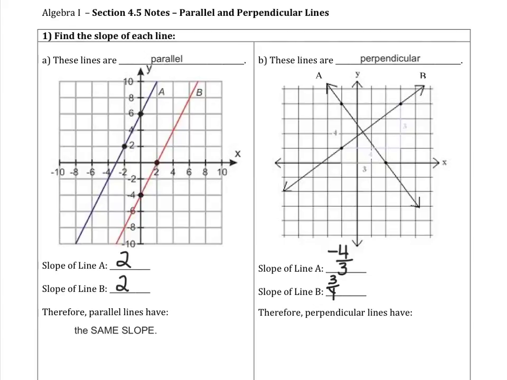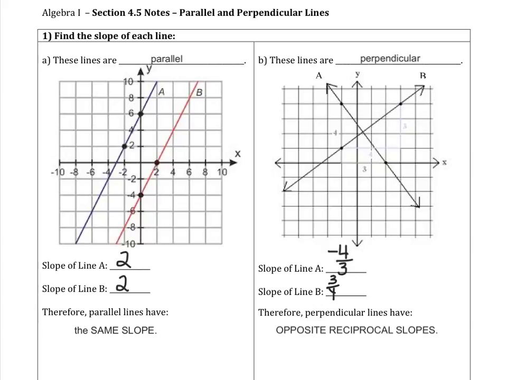Notice, in order for them to be perpendicular, one of them had a negative slope and one of them has a positive slope. So we have a -4/3 and a positive 3 over 4. Also notice I had -4 over 3, and now I have positive 3 over 4. So there's a relationship here. If you have perpendicular lines, they are opposite, meaning one's negative and one's positive, and reciprocals of each other, meaning all you got to do is flip over the one number to get the second number. So again, perpendicular lines have opposite reciprocal slopes.